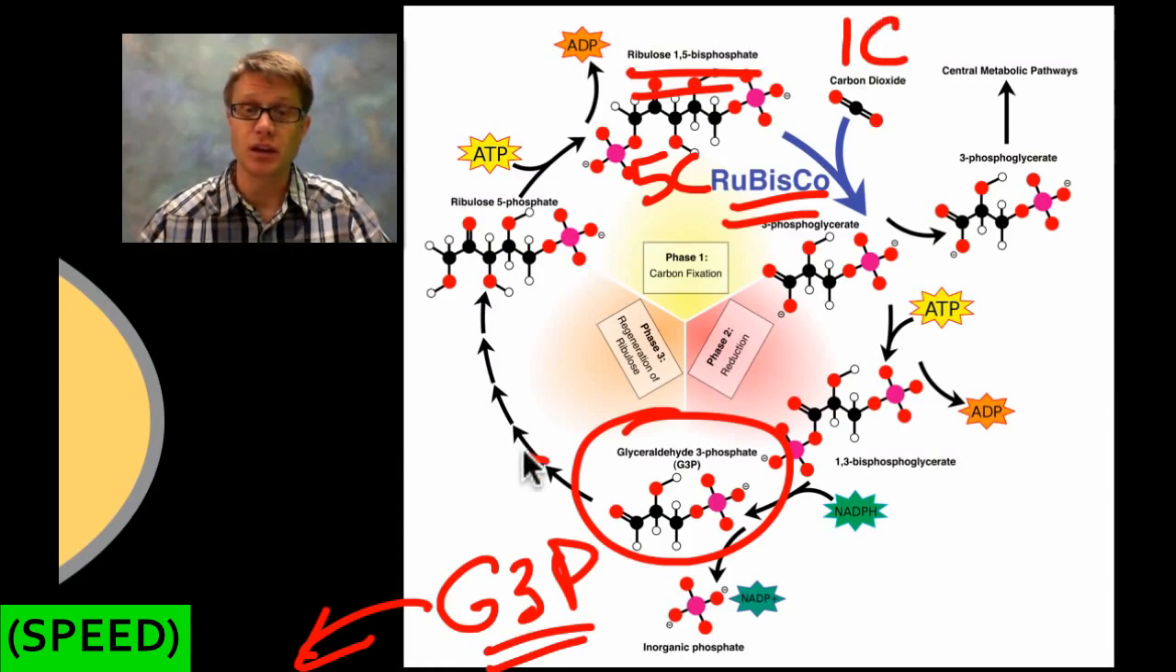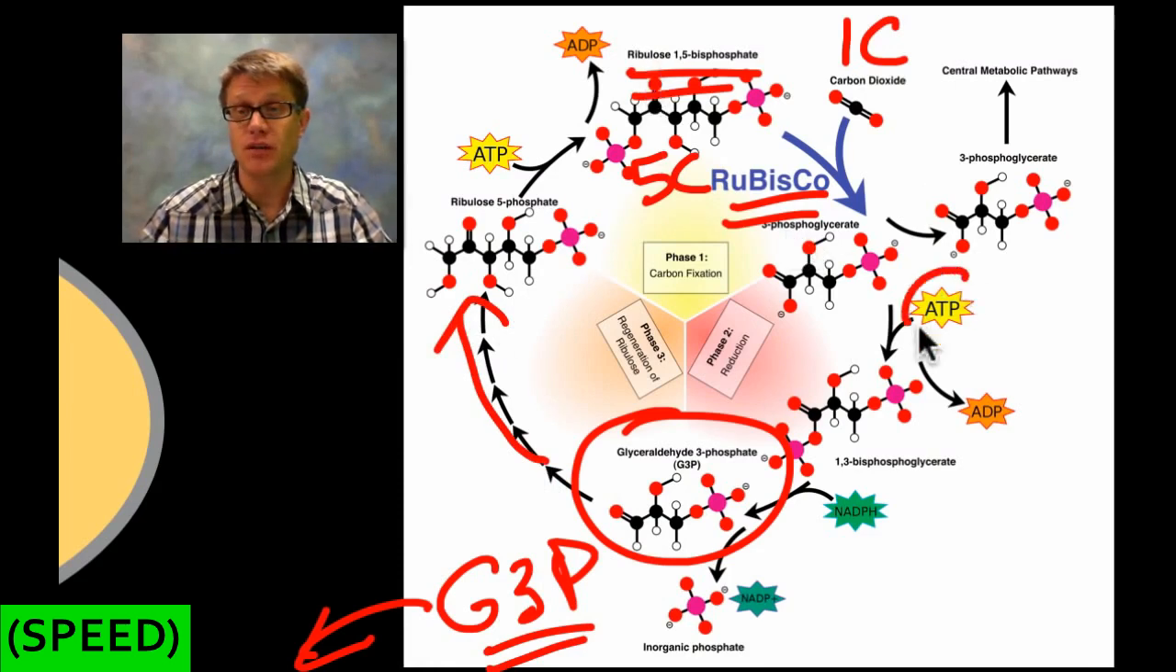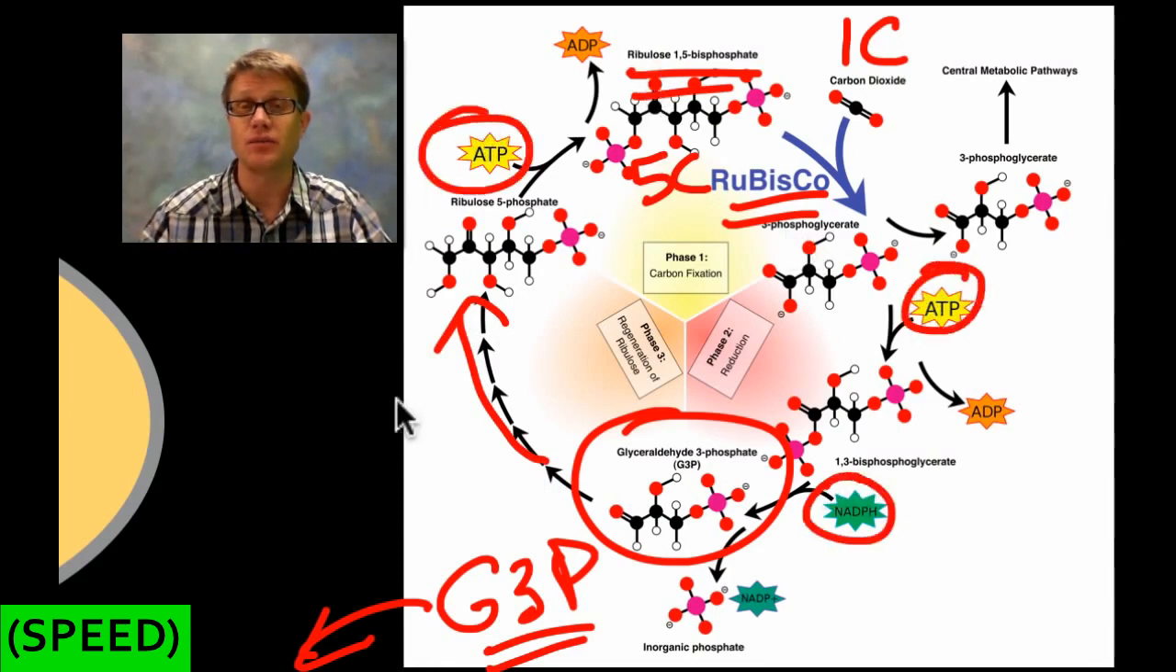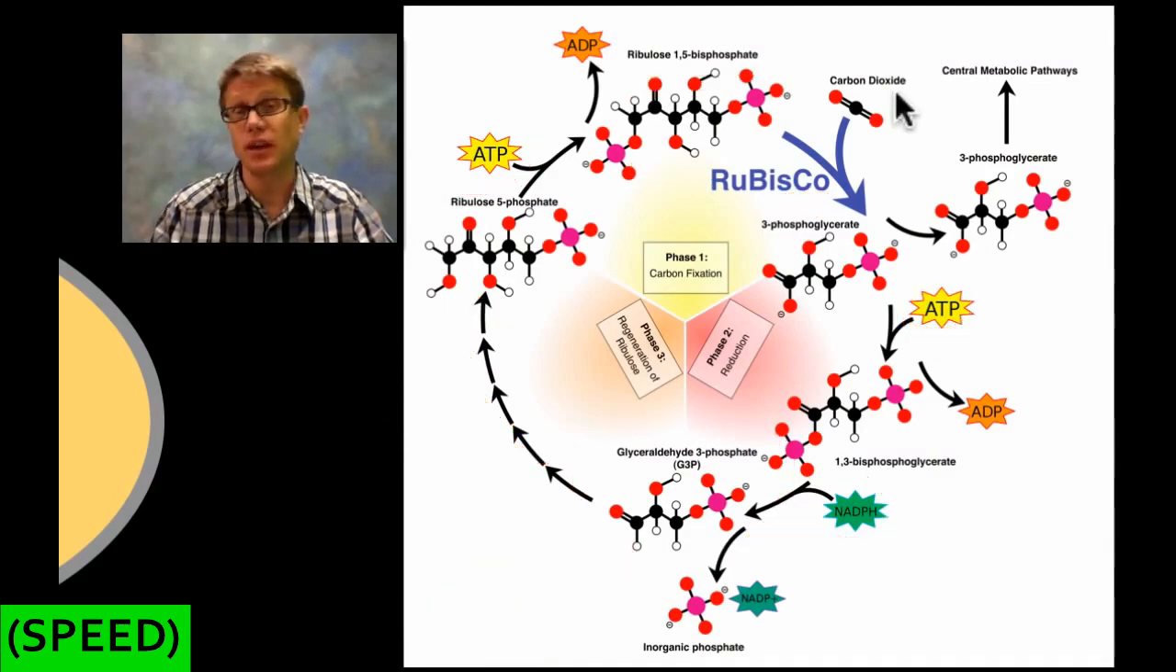Now, some of that G3P is released, but a lot of it is recycled again to make more of this RuBP. And so that's why it's a cycle over and over again. What's the big picture? If we don't have ATP, if we don't have NADPH, then this process is going to shut down. What's the other thing that could shut it down? If we don't have carbon dioxide. Okay, so that's basically photosynthesis.